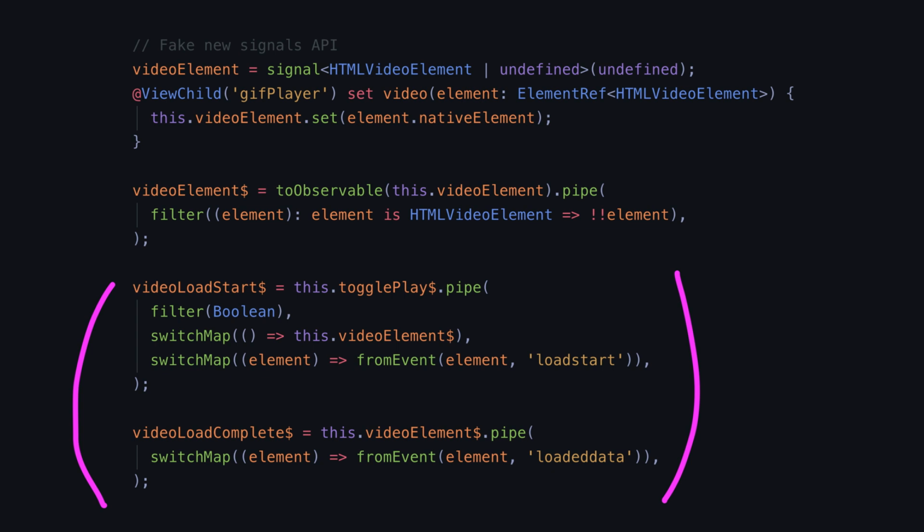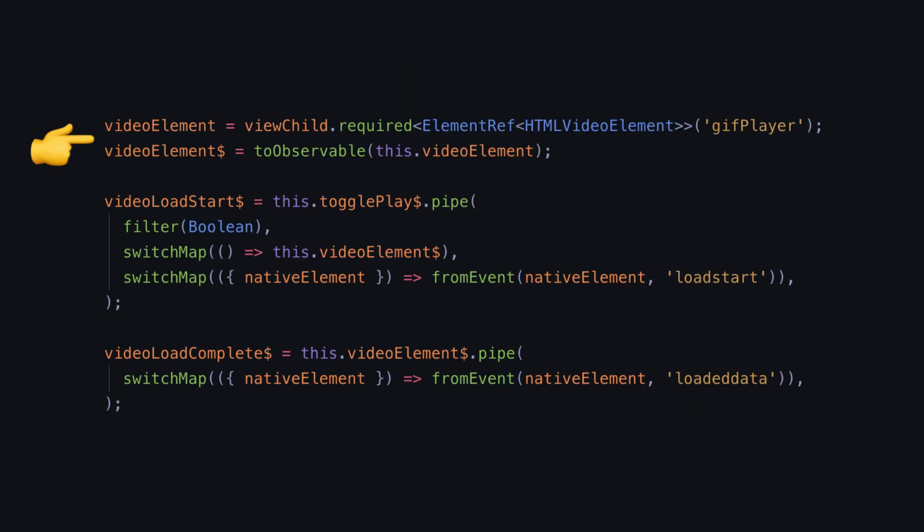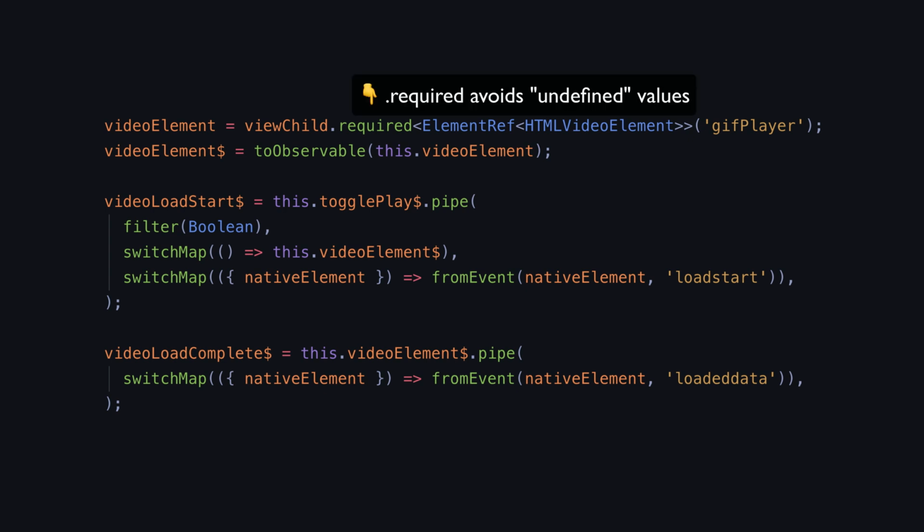However, with the new signal-based view queries, we can just do this and we're done. No setters and proxy reactive mechanisms, no undefined values and filters and coercing types. It just works basically how you would want it to work.